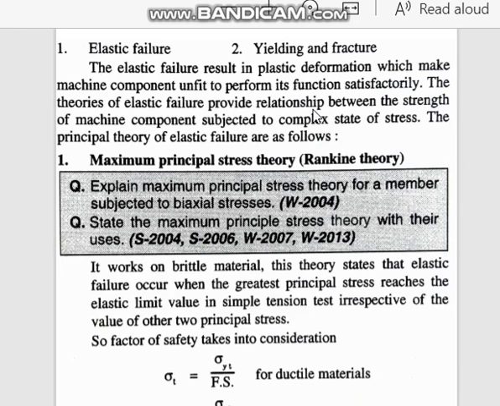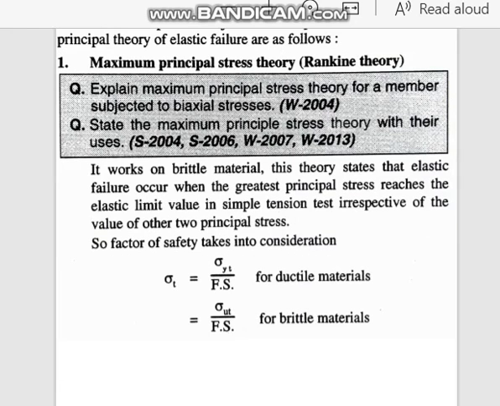See, they are a certain number. I think 4 or 5 numbers are there. Okay, let us see the first one. First one is maximum principal stress theory. This is Rankine theory. So who is Rankine? Rankine, as you can guess, maybe that scientist who has proposed this theory.